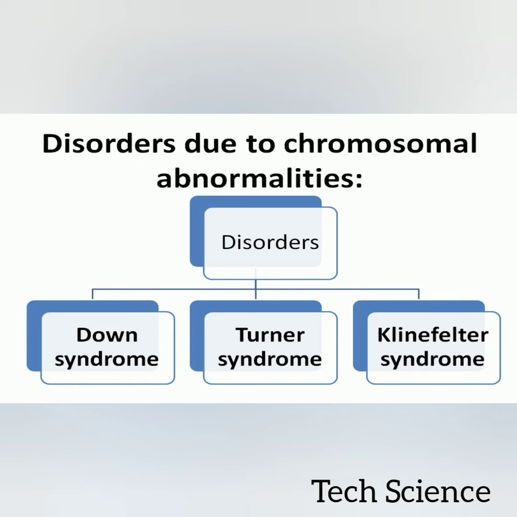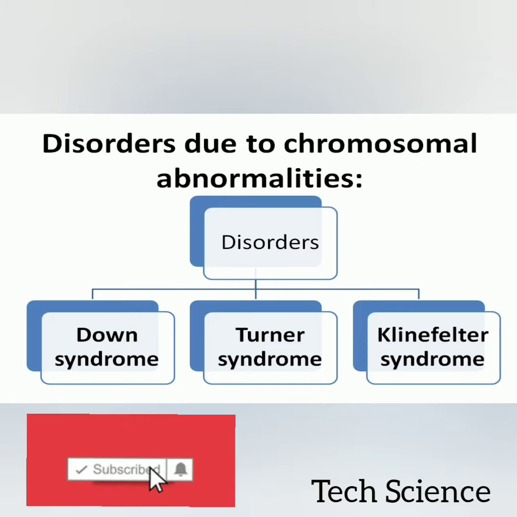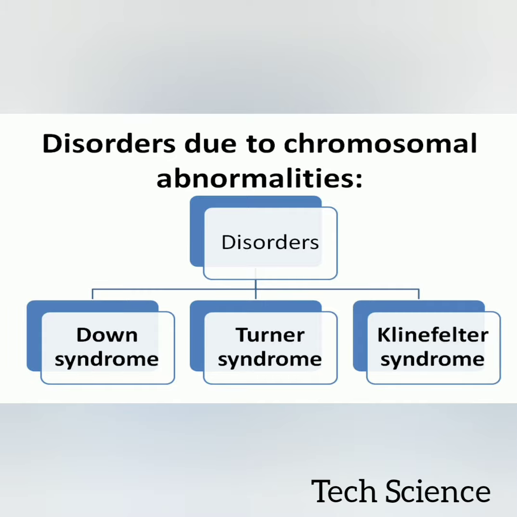Today we are discussing a new point, and this point is based on this point. It is called the disorder due to chromosomal abnormalities. The name of the topic is genetic disorder, and it is from the chapter Heredity and Variation.